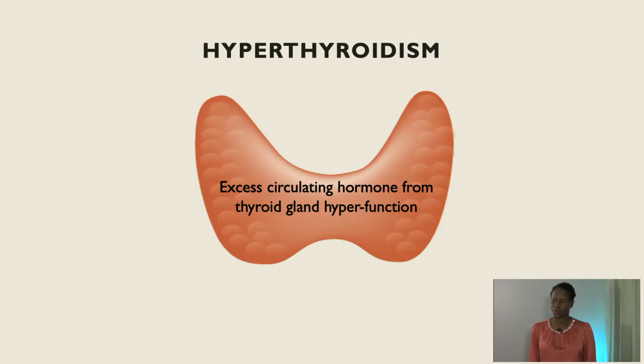All right, so first thing we'll talk about is hyperthyroidism. So in general, whenever we refer to hyperthyroidism, we're talking about excess circulating hormone from the thyroid gland hyperfunction. And so when we're thinking about primary hyperthyroidism, we're thinking about more production from the thyroid gland. Whereas when we think about secondary hyperthyroidism, we're thinking about excess production of either thyrotropin releasing hormone from the hypothalamus or excess production of TSH from the pituitary gland.